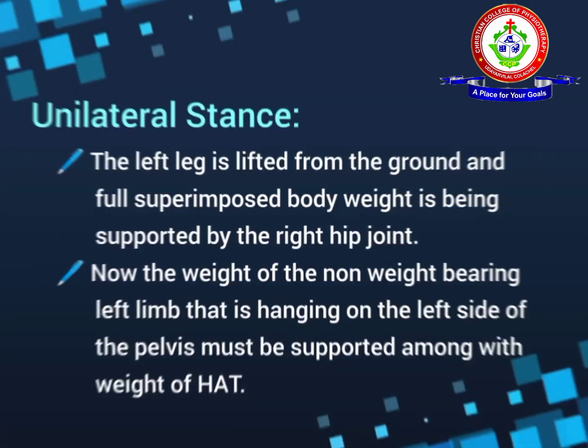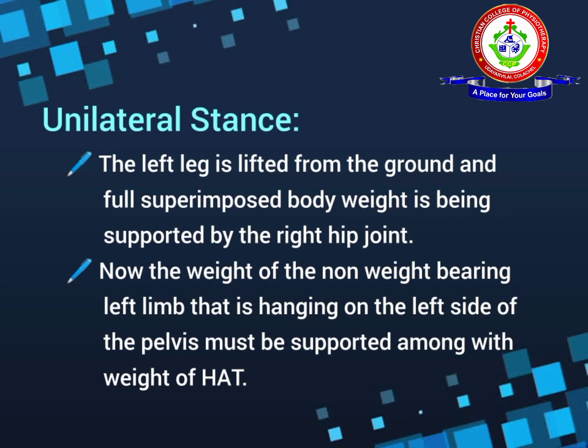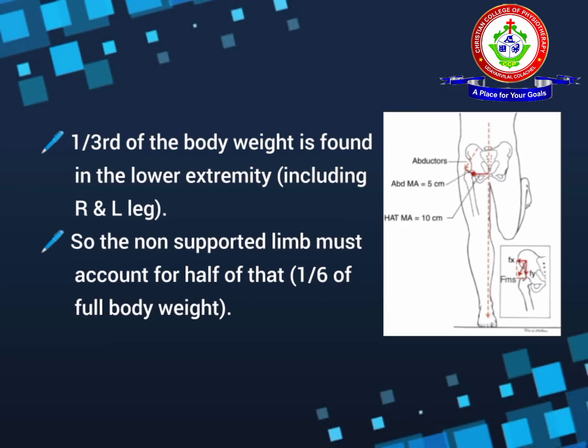Then we can see about unilateral stance. In unilateral stance, the left leg is lifted from the ground and the full superimposed body weight is being supported by the right hip joint. Now the weight of the non-weight bearing left limb that is hanging on the left side of the pelvis must be supported along with the weight of the head. The 1/3 of the body weight is found in the lower extremity including right and left leg. So the non-supported limb must account for half of that, that is 1/6 of the full body weight.